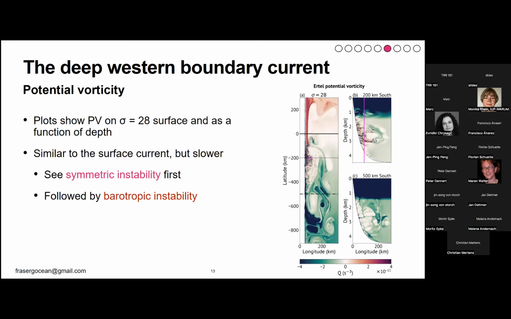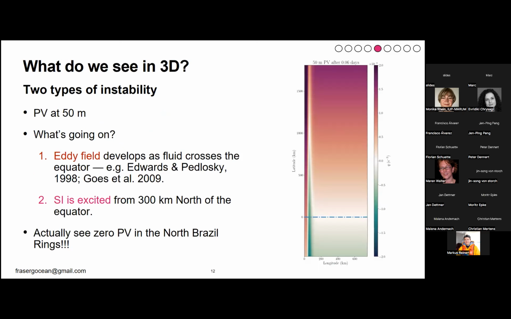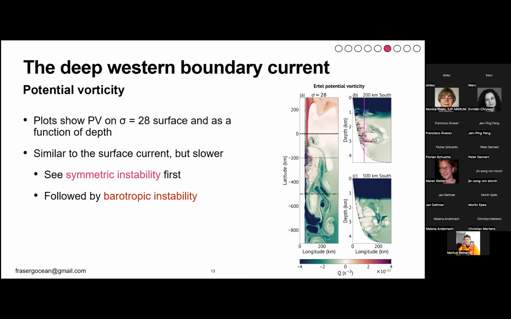Okay, so this work was from a while ago using the 2 kilometer runs, and since then in the UK we've had a new supercomputer come online, and so we've been able to really up resolution a lot. And so since then I've been looking at the deep western boundary current using these 1 kilometer resolution models, and looking at symmetric instability in those.